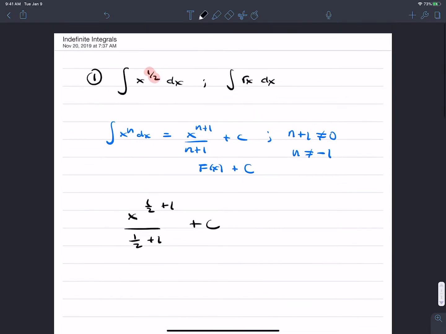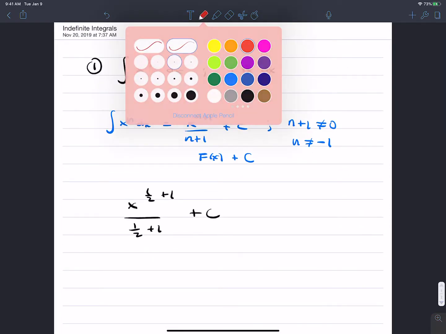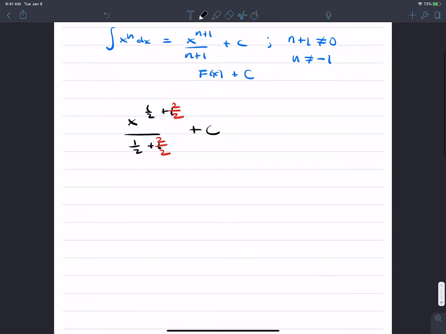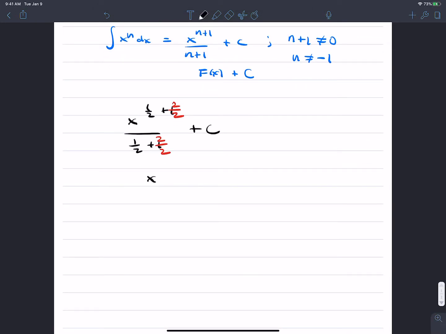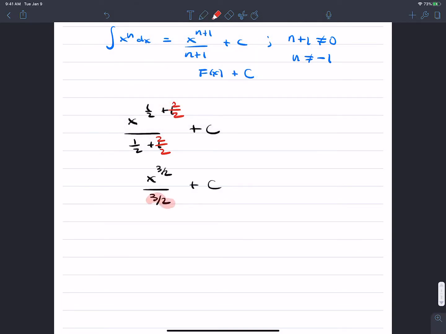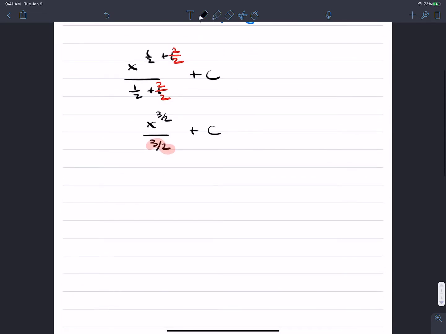And this is all now just arithmetic. So we change this to 2 over 2, and remember, what do you guys end up with? 1/2 plus 2/2 is really 3/2, right? So we get x to the 3/2 over 3/2, add your constant, and then remember here that you're dividing by a fraction. So that's equivalent to multiplying by the reciprocal, right? So that'll be 2/3 x to the 3/2 power plus c. And you are done here.